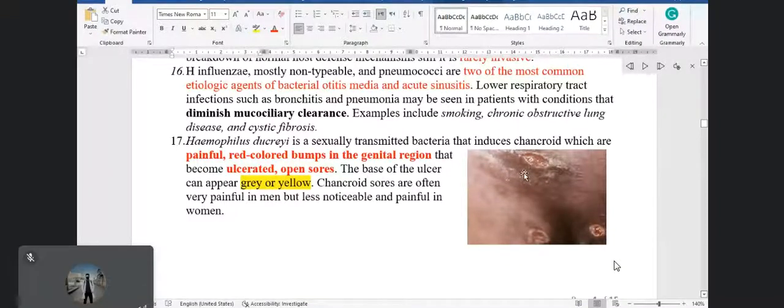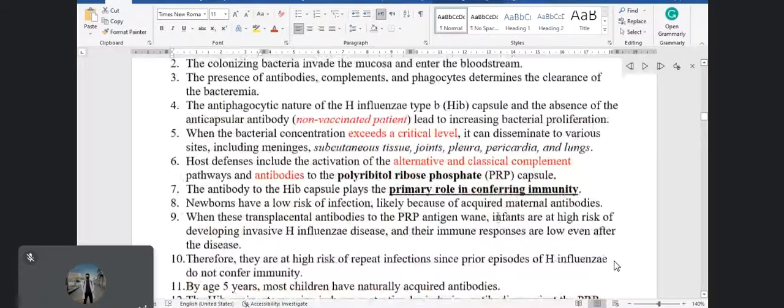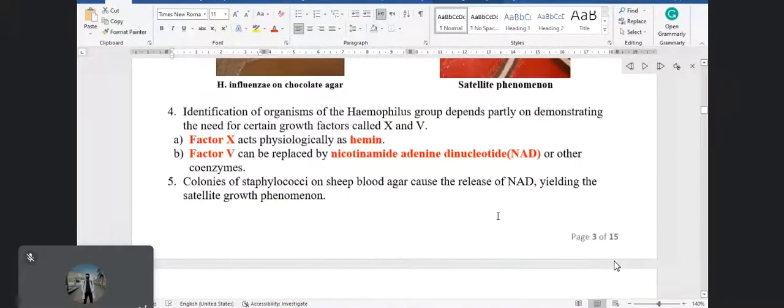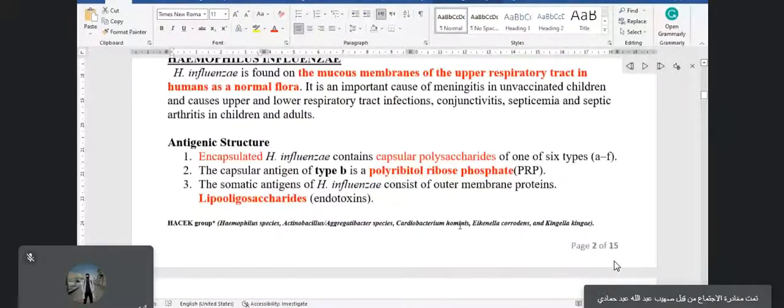How do we differentiate it from the syphilitic chancre? This type of chancre is actually painful, especially in men, but it is less notable in females. So this is mostly caused by Ducreyi, the sexually transmitted form of the bacteria.